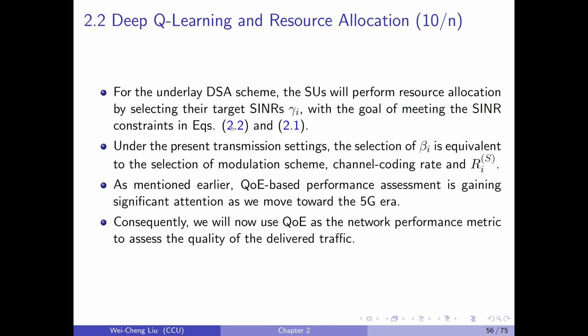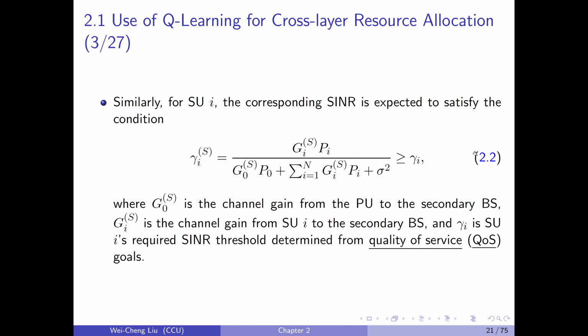Okay, let us see equation 2.2. In equation 2.2, it says, similarly, for secondary user I, the corresponding SINR is expected to satisfy the condition gamma I, the SINR for secondary user I, is equal to GIS times PI divided by G0S times P0 plus summation I equal to 1 to capital N GIS times PI plus sigma squared, which is greater than or equal to gamma I, where G0S is the channel gain from the PU, that is primary user, to the secondary base station.